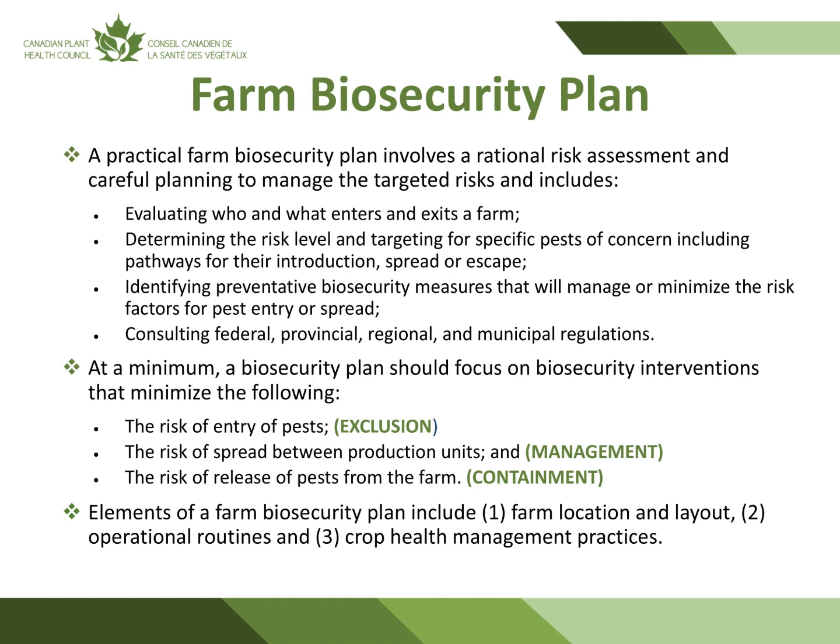The plan should focus on three key components. First, exclusion, or preventing pests from entering the farm. Second, management, or preventing pests from spreading within the farm. And third, containment, or ensuring pests do not escape from the farm and spread to neighboring locations.